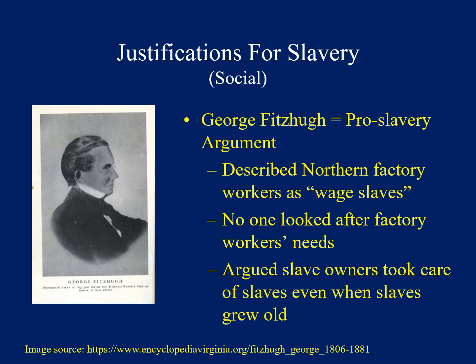Heck, after someone received their weekly paycheck, no one looked after those factory workers' needs. And so he claimed that the people working in northern factories operated under much worse conditions. He argued that slave owners even took care of their slaves as their slaves grew old, unlike many of those factory owners.